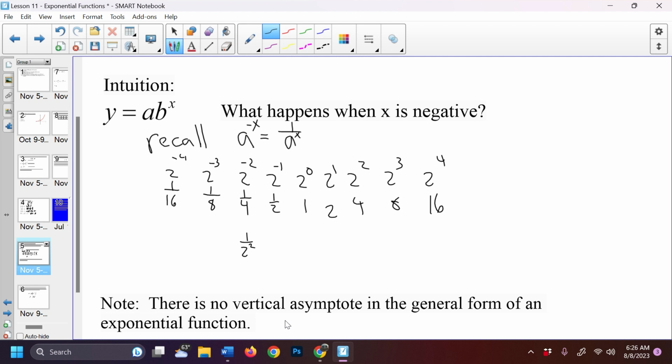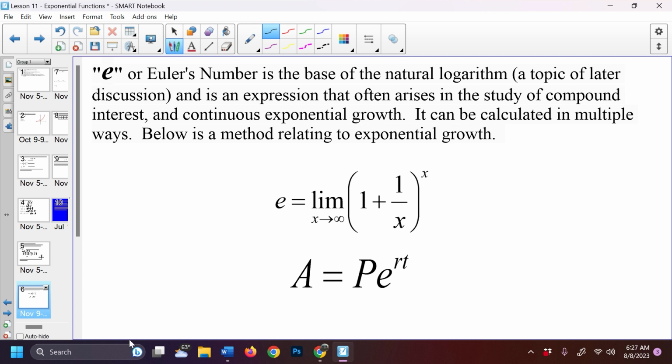Note, there is no vertical asymptote in the general form of an exponential function, even though you're going to see some exponential functions that go up very quickly. Alright, so even if you see something that looks like this as an exponential function, there is no vertical asymptote there. E, or Euler's number, is the base of the natural logarithm, a topic that we'll talk about later when we get to logarithms, the second part of this unit.